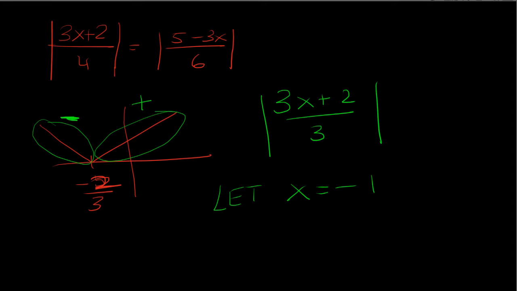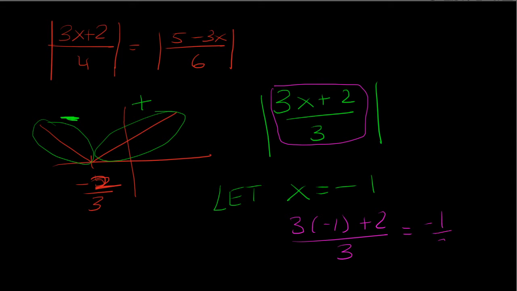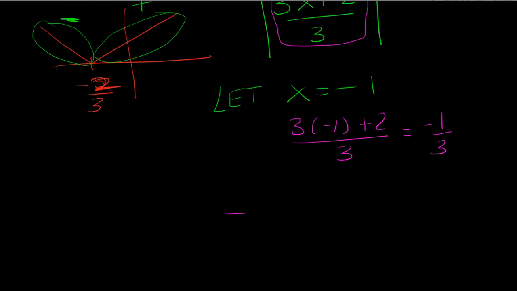What happens when I plug in x equals negative 1 inside the absolute value? So ignoring the absolute values, well, I have (3 times negative 1 plus 2)/3. That's negative 1/3. Okay, so I get a negative value there. But we know that the absolute value will always give us greater than or equal to 0. So that means we have to multiply this by a negative if x is less than negative 2/3.